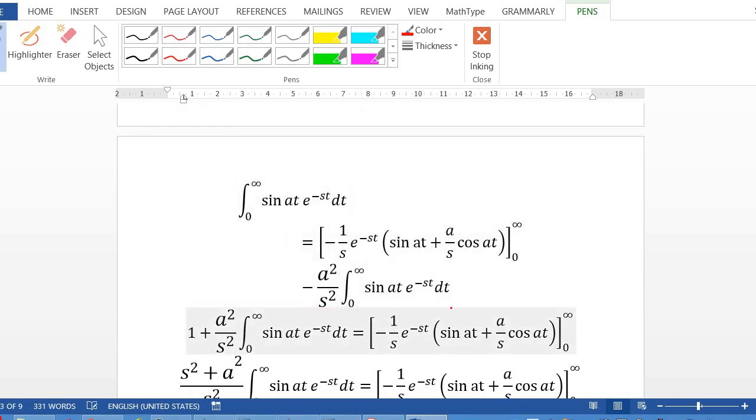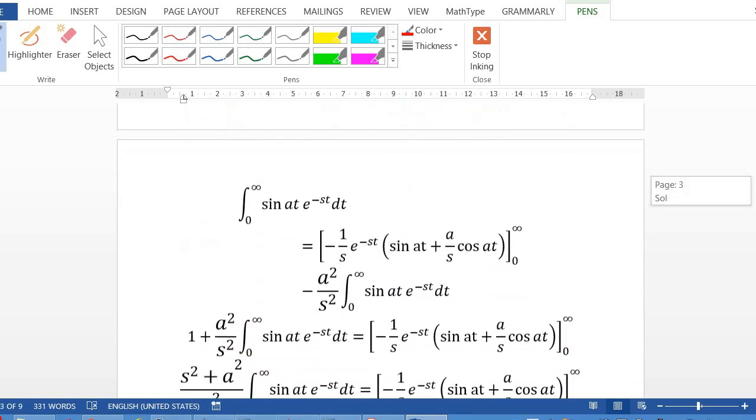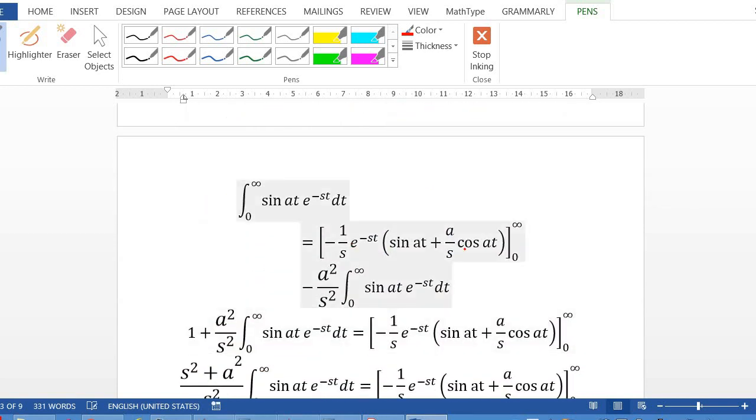And this comes from the horizontal, the third row. The integral symbol here comes from the third row: negative a squared over s squared integral of sin at exponent negative st. The first two rows come from the product of the two slanting arrows there.